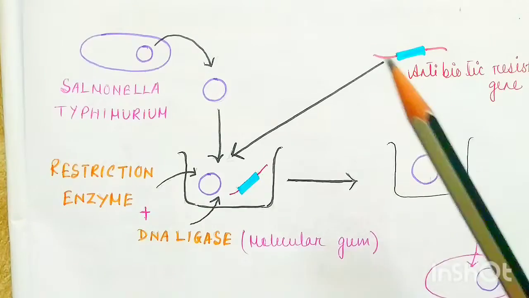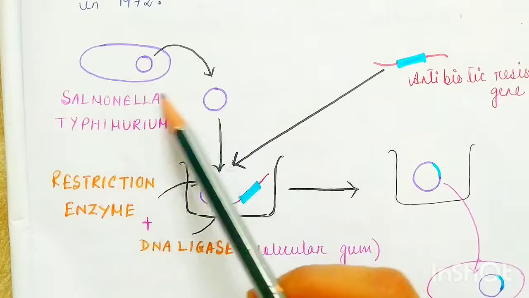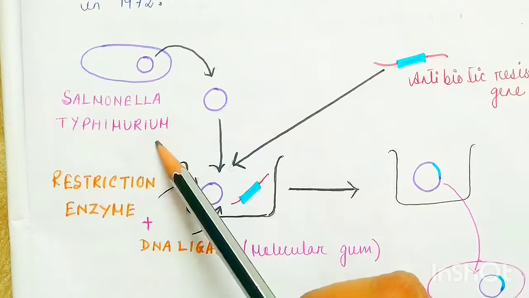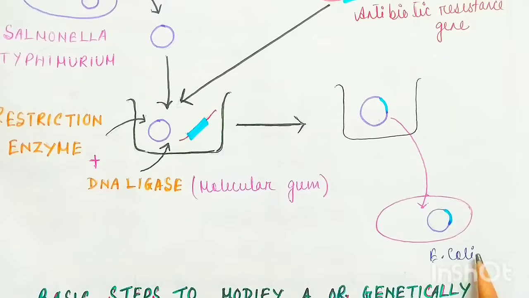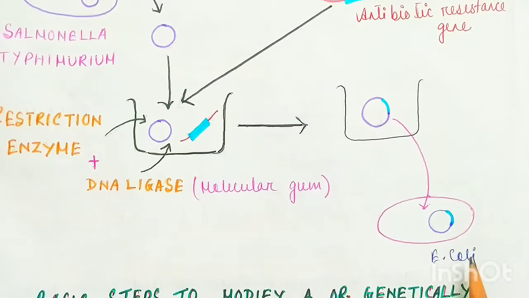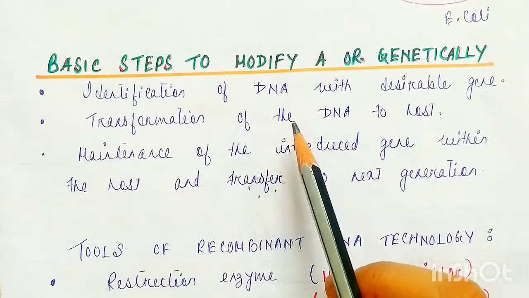So in this process a question may come: what was the first cell they took? They took the cell of Salmonella typhi. And what was the name of the host cell? The name of the host cell is E. coli. So till now what we have learned?